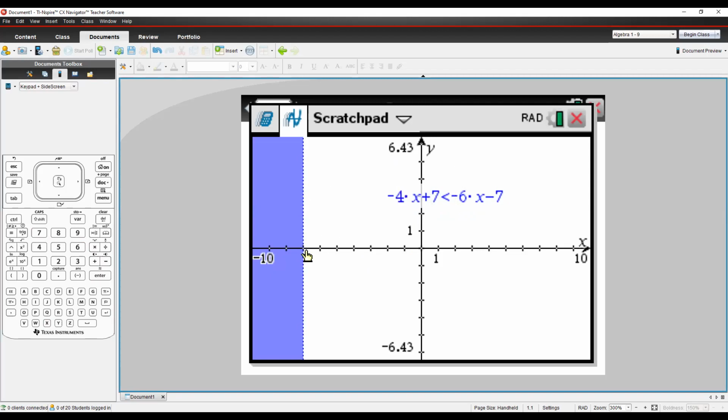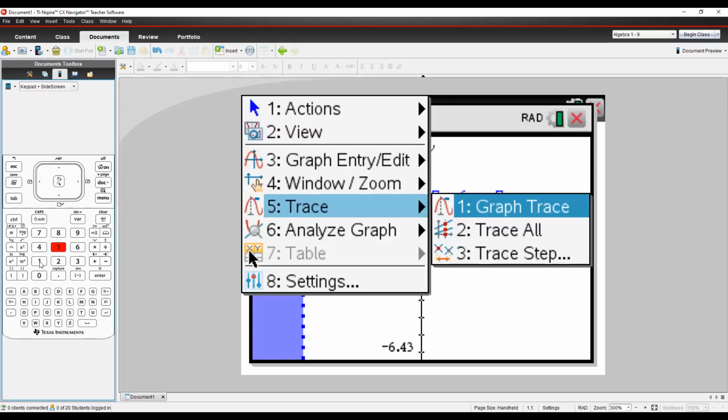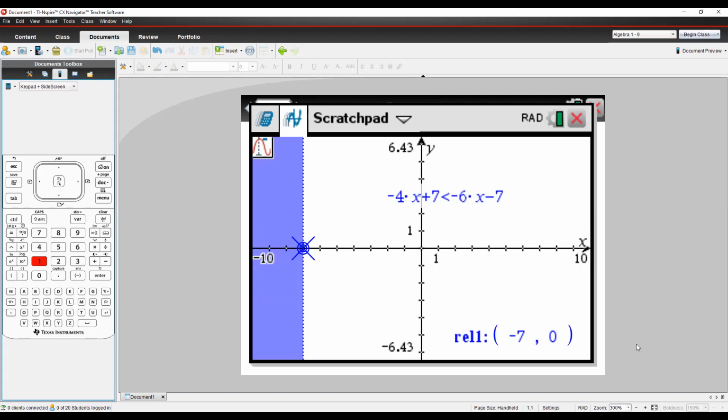Now, we need to find where the boundary starts. So all you have to do is do menu 5(1), and it's going to tell you it starts at a negative 7. So we're going to start at a negative 7, and you can see that it's going to the left. Anything to the left of a negative 7 is going to be in the solution.